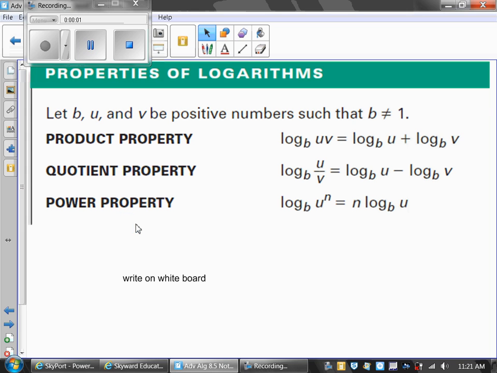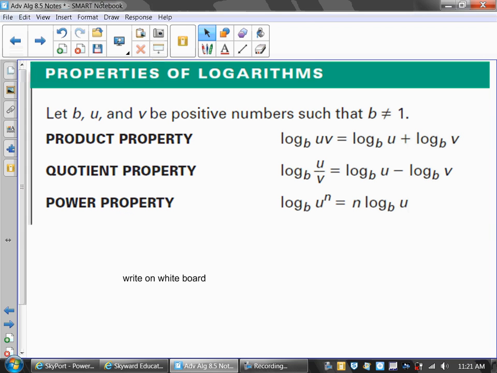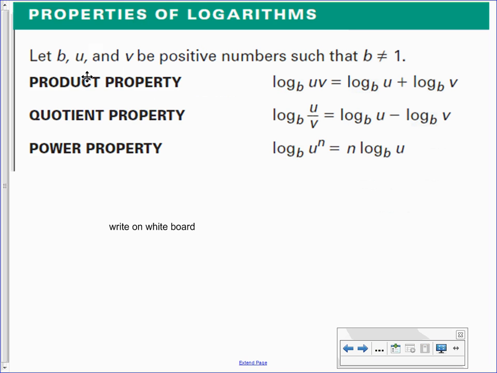When we're dealing with properties of logarithms, there are basically three generic properties: the product property, the quotient property, and the power property. If your logarithms have the exact same base, you can pull things apart to expand them or condense them. For example, log base b of something times something is the same as the log base b of the first one plus the log base b of the other one.